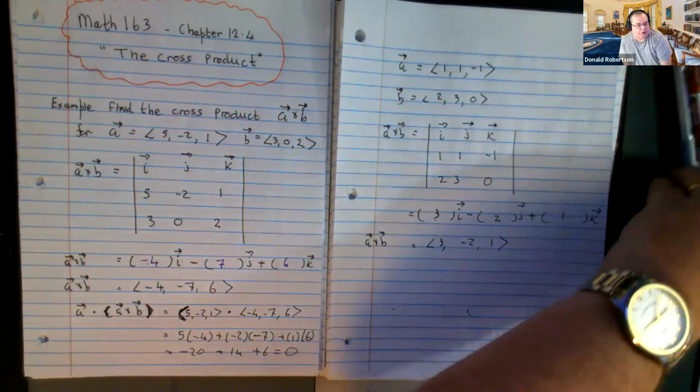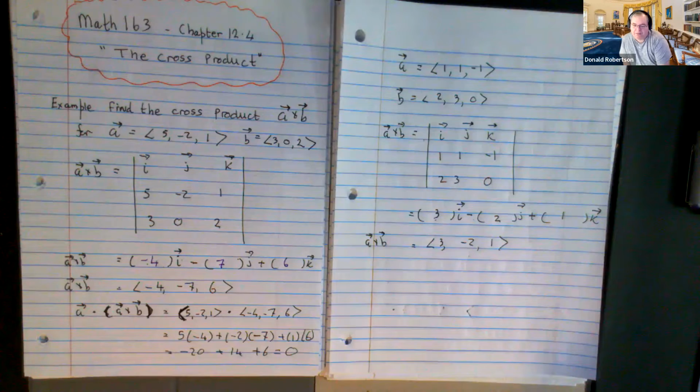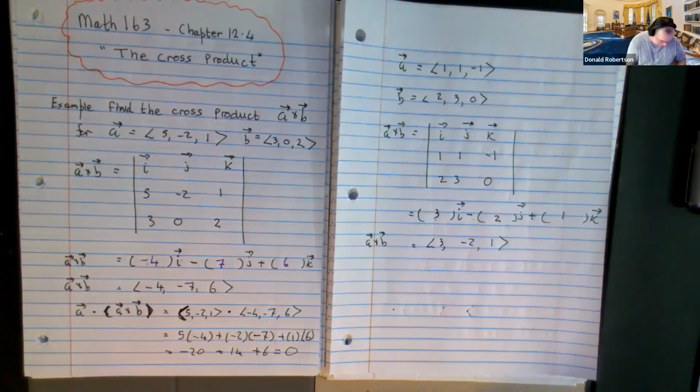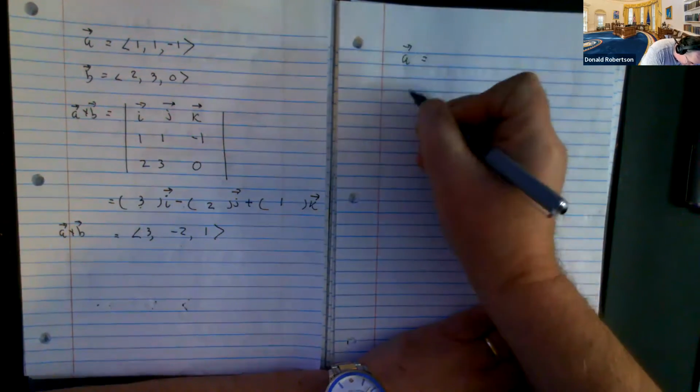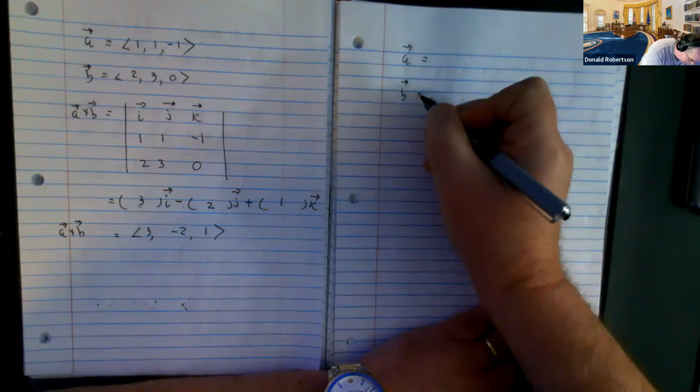I hope by now that you're beginning to feel comfortable with this. It's quite a mechanical process, right? You just do it every time the same way and you're going to get the answer. So you're going to make me feel happy because I'm going to give you 2 vectors and you're going to find the cross product.